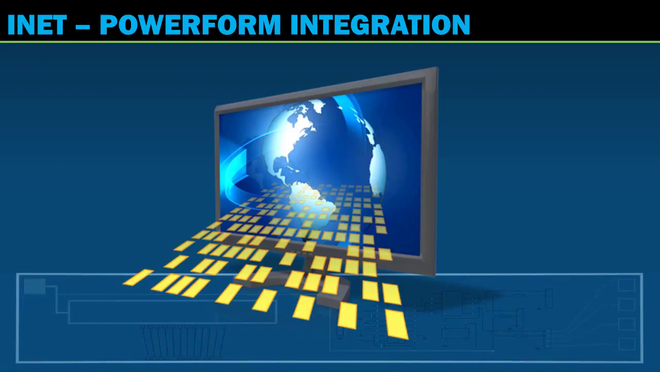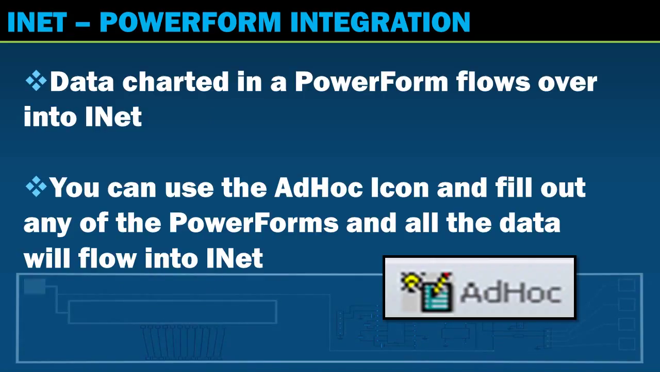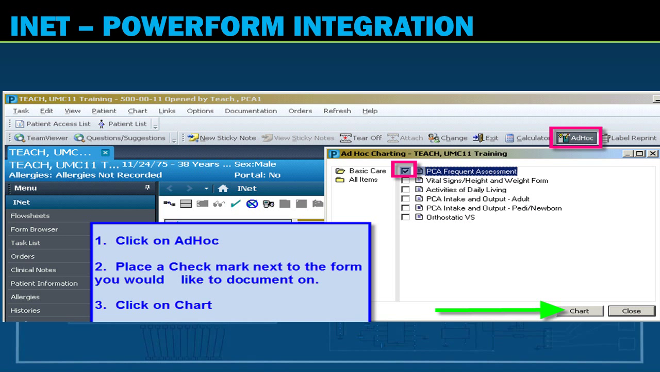We'll talk about how forms integrate within PowerForms and INET. Data that's charted in a PowerForm flows over into INET. You can use the ad hoc icon to fill out any of the PowerForms, and all the data you chart in these PowerForms via ad hoc will flow into INET. So if you click on, in this example, ad hoc, then select PCA frequent assessment, it opens up the PowerForm.